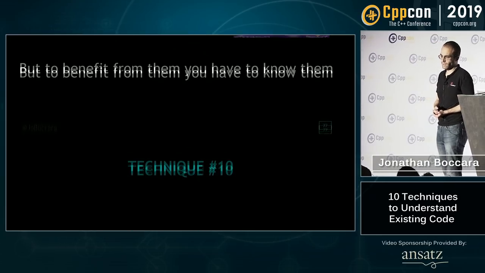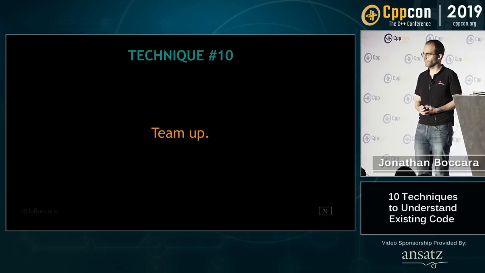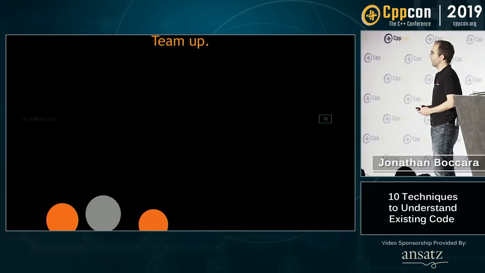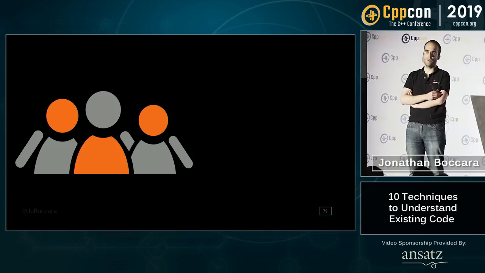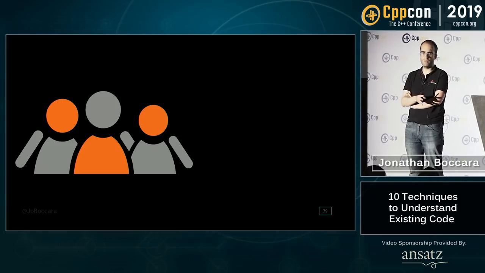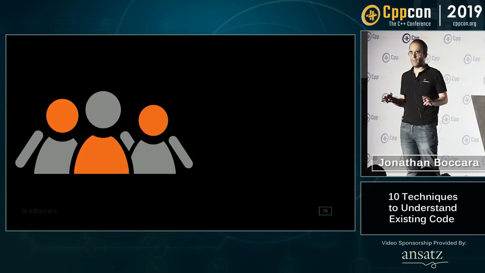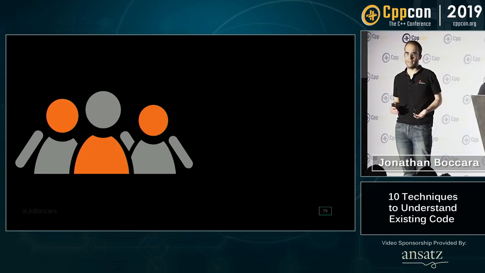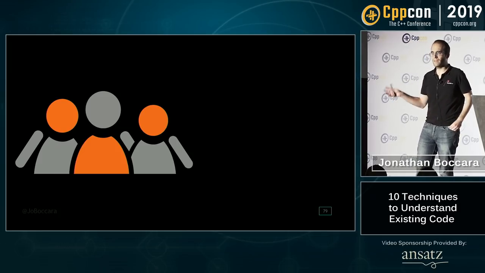Okay, now let's finish with the last technique, which is not about code, but about people. Teaming up with people. So there's a practice which is quite widespread now. It's pair programming, right? Two people sitting at a computer and writing a program together. I'm arguing that we can also do pair understanding, as in two people sitting at a computer and understanding a piece of code.